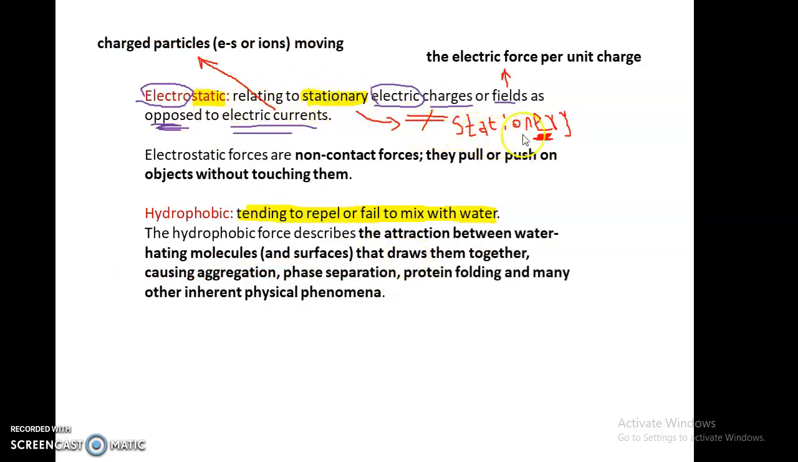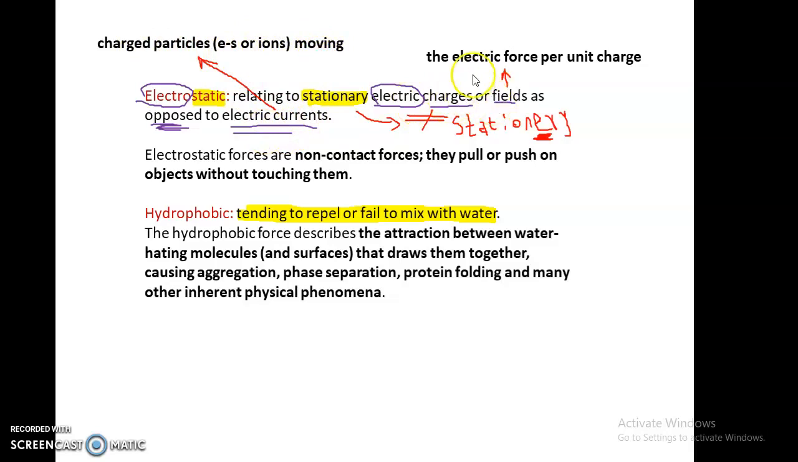Differentiate stationary with an A, from stationery with an E. Stationery is for the shops in which papers and pens and other academic materials are sold. This one, stationary, means fixed. Therefore, electrostatic means relating to stationary electric charges or fields as opposed to electric currents. Electric currents are charged particles, ions or electrons, in motion or movement.